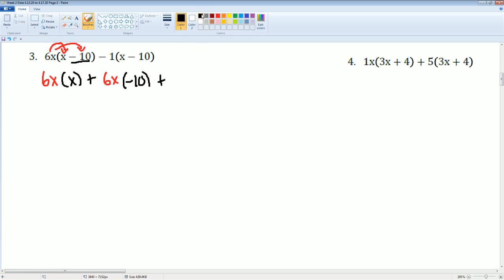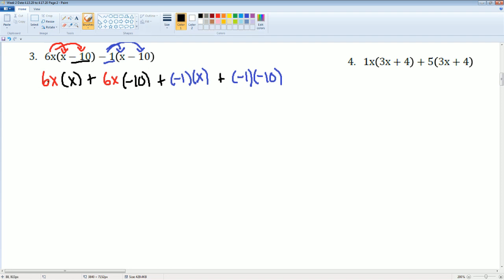Add, it's always add the next term. Negative 1 times x. Okay? Negative 1 times x. All right? Plus, same thing here, negative 1 times negative 10. So that's negative 1 times negative 10. Okay, I just put it in the parentheses just to make sure you understand that that negative is with there.